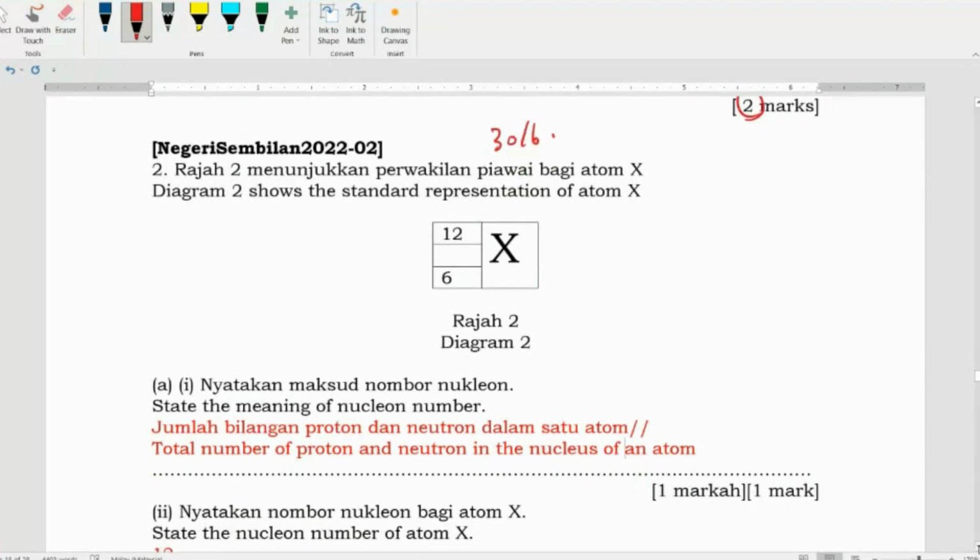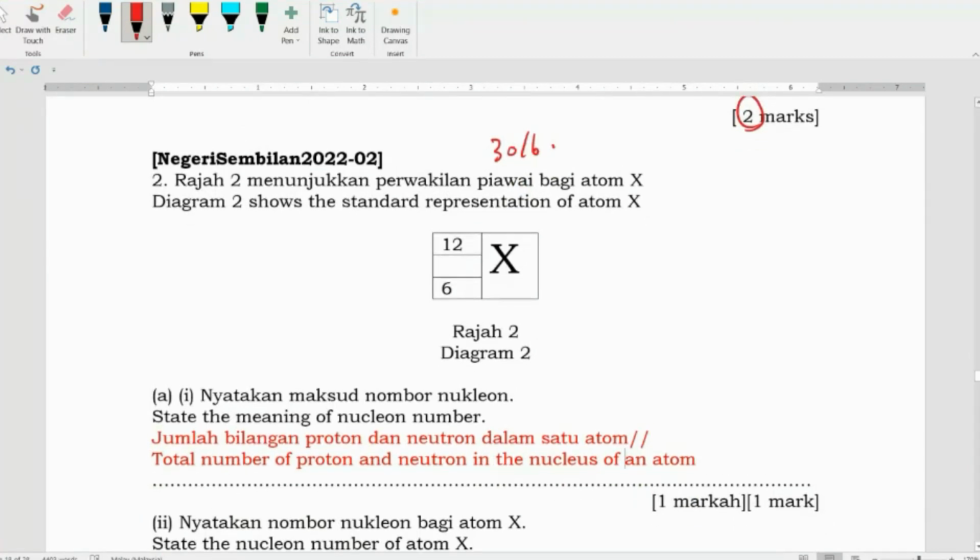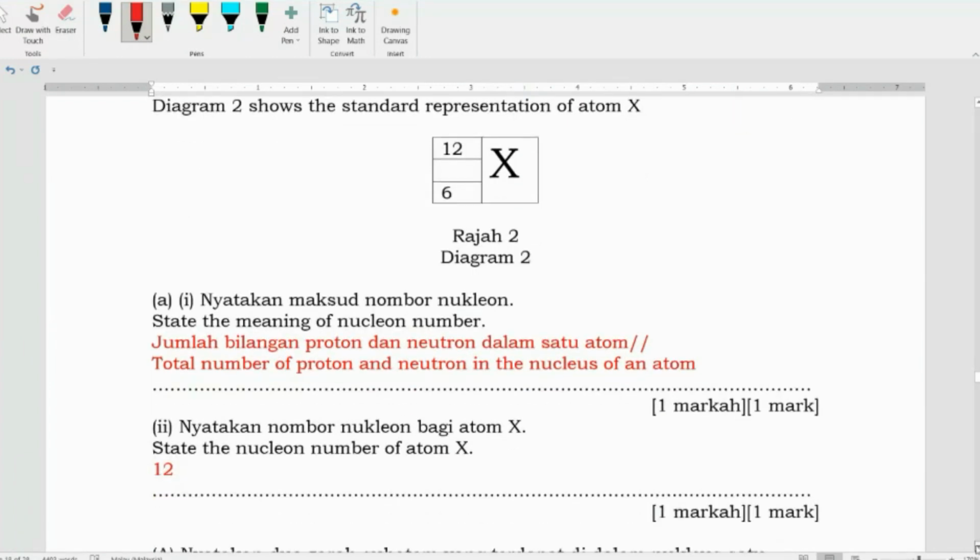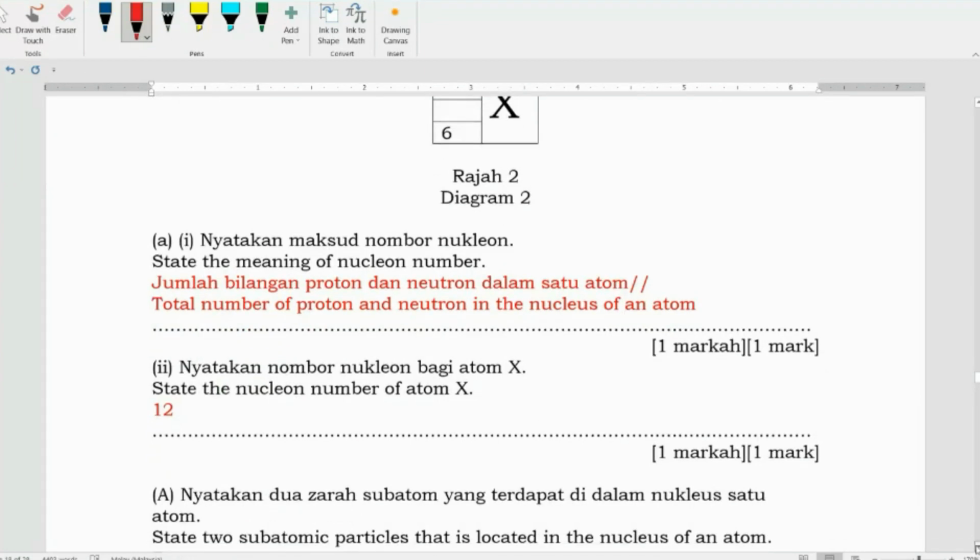Now, number 2. Paris, can you answer this question? Number 2, 12, teacher. What is the answer? 12. Okay, good. The answer is 12. Correct. Nuclear number. Okay, thank you, Paris.